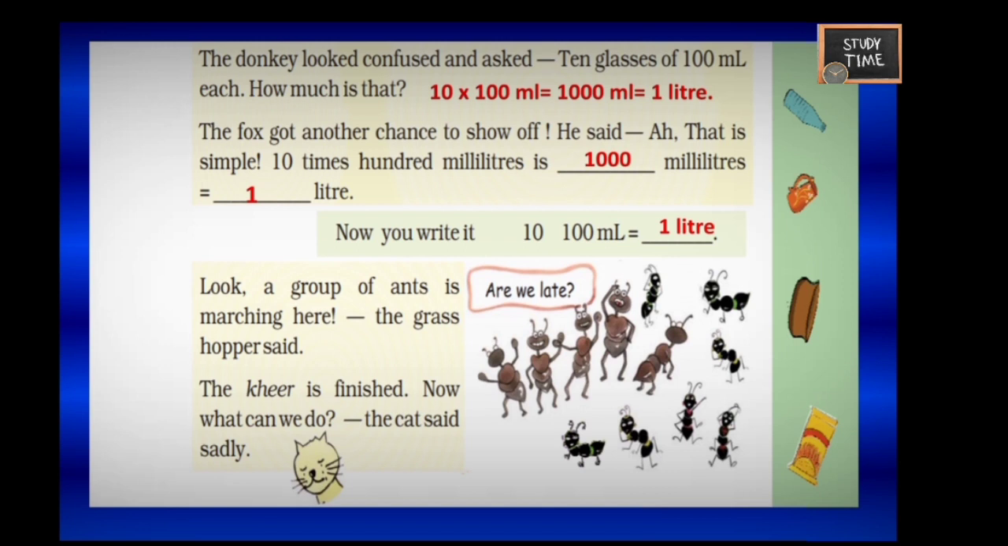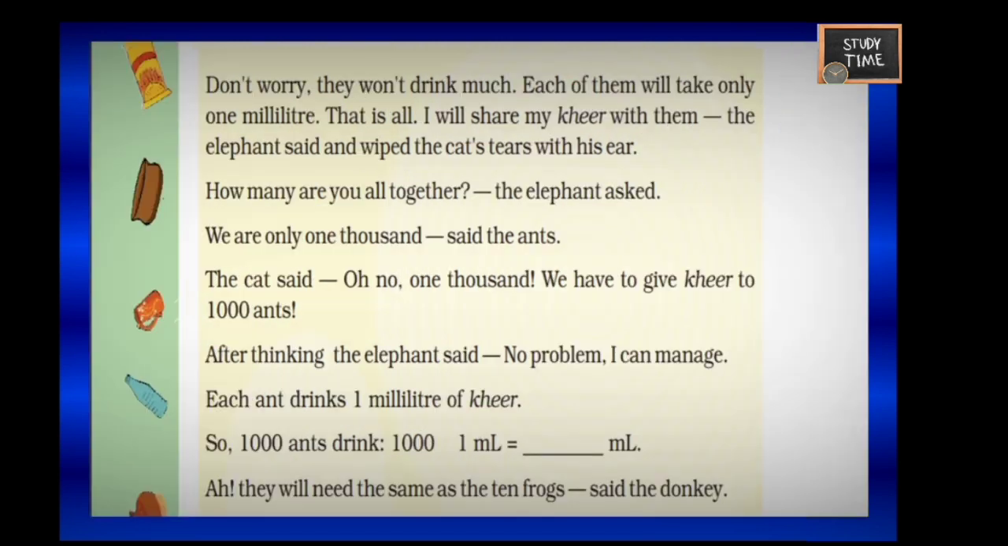Now came the ants. They couldn't be served the kheer as it had all been distributed. "Now what can we do?" the cat said sadly. "Don't worry, they won't drink much. Each of them will take only 1 milliliter. That's all." "I will share my kheer with them," the elephant said, and wiped the cat's tear with his ear.